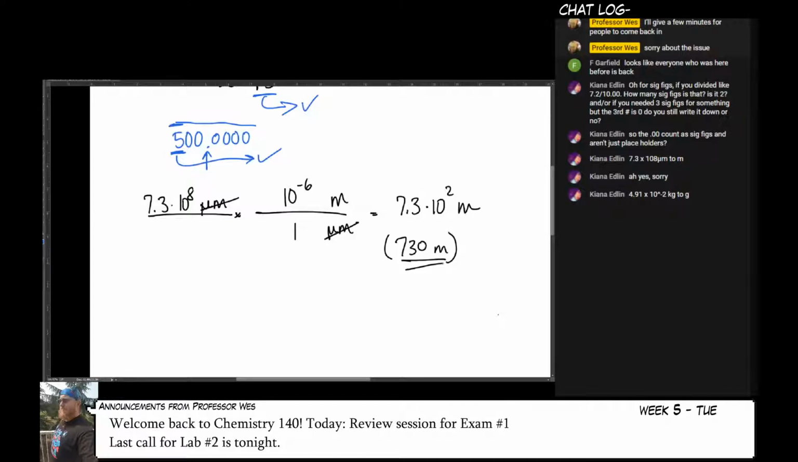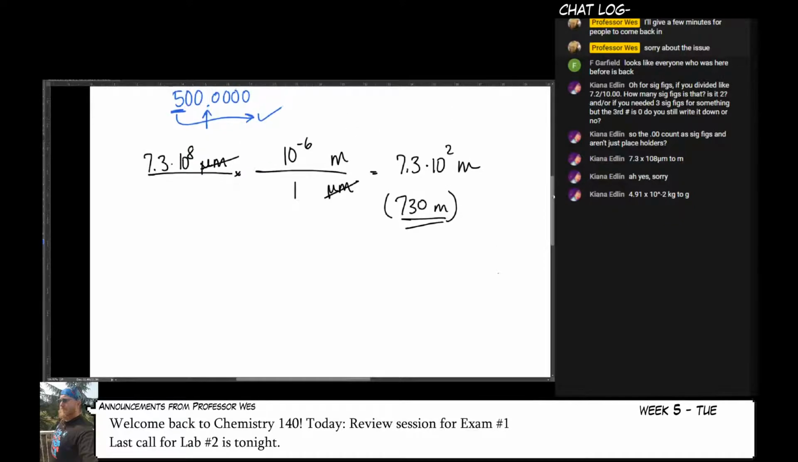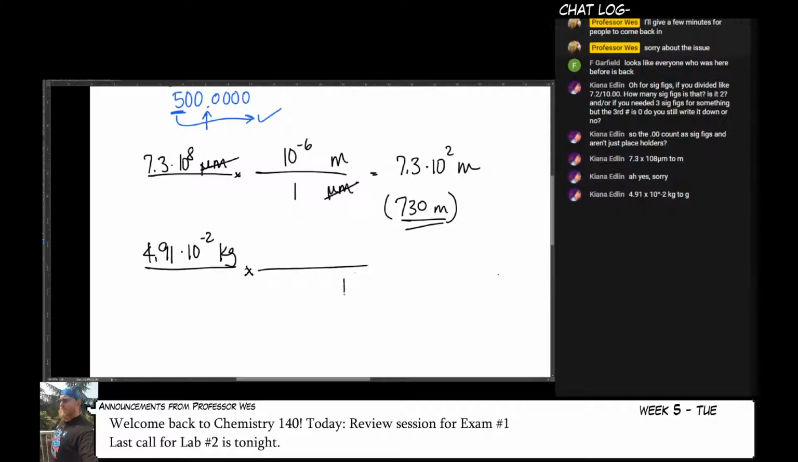So for that one, you do more or less the same thing. Just set up your unit so that you can turn kilograms into grams. And then what's the relationship? Well, a kilogram is 1,000 grams. And so there you go.